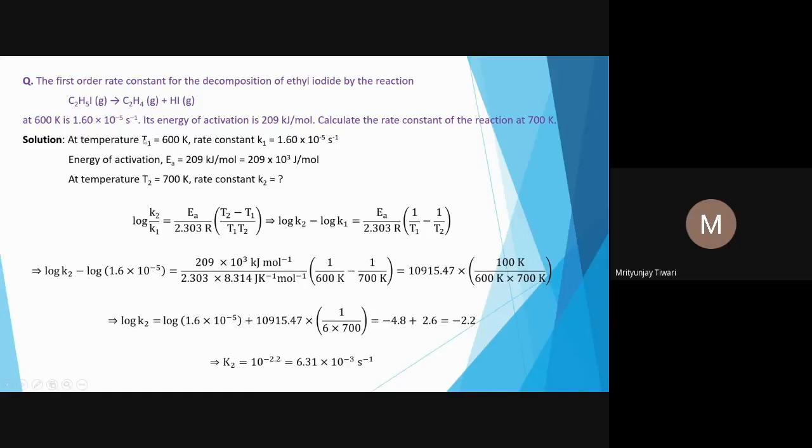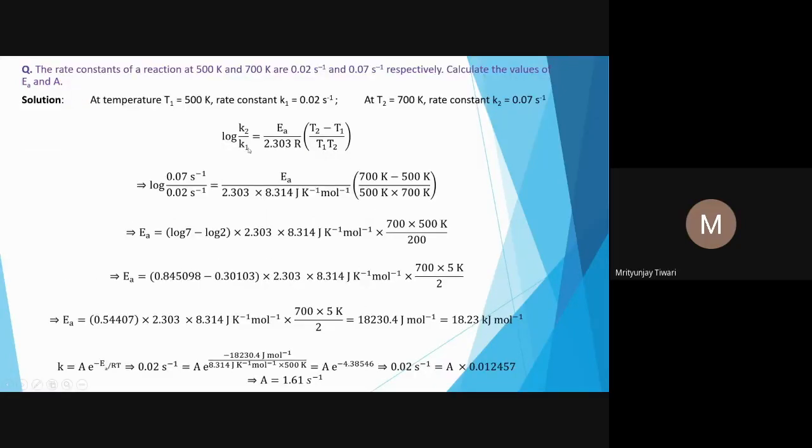What is given is temperature T1 equals 600 Kelvin. The rate constant K1 is 1.6 × 10^-5 per second. Energy of activation E is also given, 209 kilojoule per mole. It means 209 × 10^3 joule per mole, as kilo means 10 to the power 3, that we know. And at temperature T2, 700 Kelvin, rate constant K2 has to be found out, and this is what we are going to do. So we can resort to the same equation that we have used in the previous example.